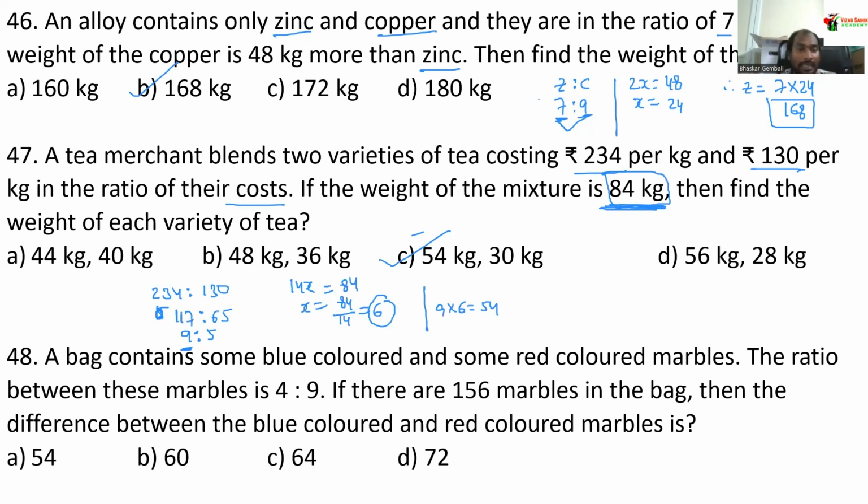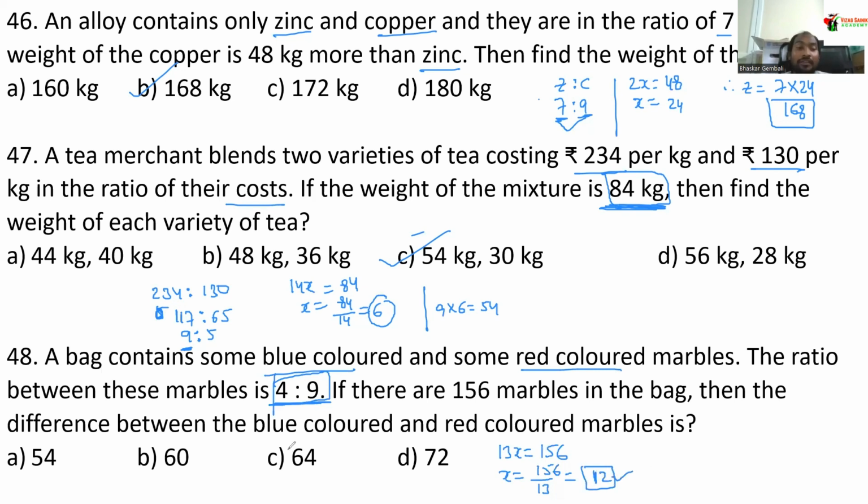Next one, a bag contains some blue colored and some red colored marbles. The ratio between these marbles is 4:9, so one is 4 parts and the other is 9 parts. If there are 156 marbles in the bag, then the difference between the blue colored and red colored marbles is asked. Total is 4 parts and 9 parts, total 13 parts. 13 parts equal to 156, so each part is 156/13. 13 × 12 is 156. So each part is 12.